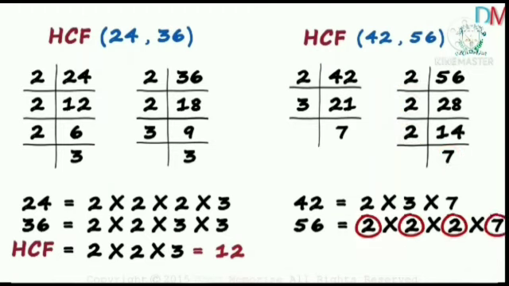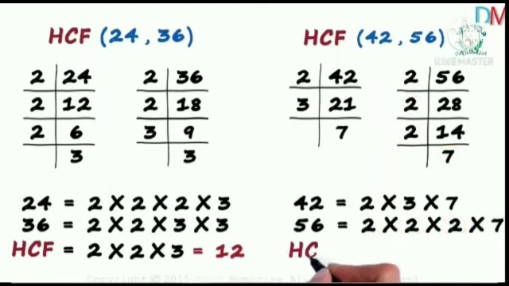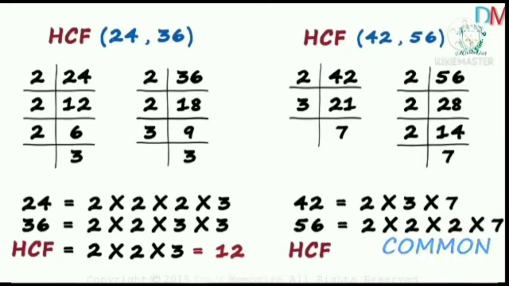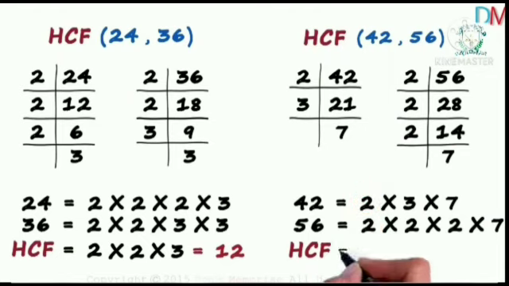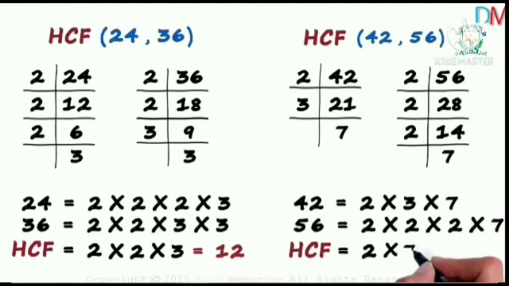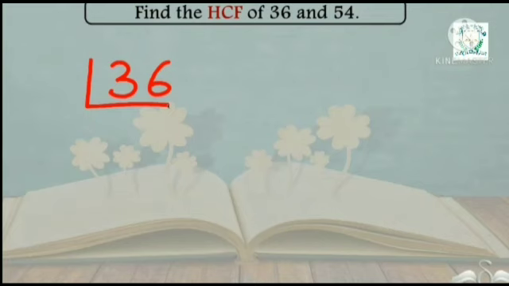To find the HCF of 42 and 56, find the common factors. 2 is common to both, so write 2. 7 is common to both, so multiply it with 2. So 2 into 7 is 14. Hence the HCF is 14. Example: find the HCF of 36 and 54.